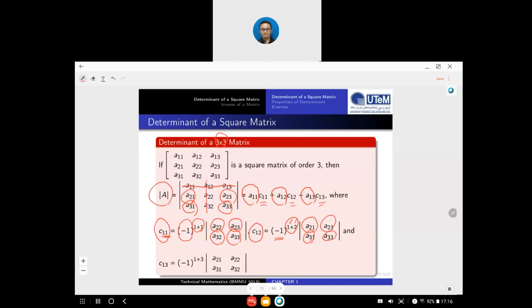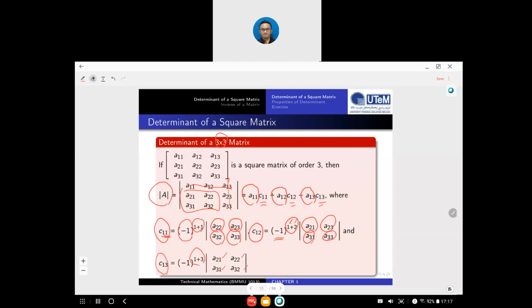Okay, next for cofactor 1, 3. Also the same thing, negative 1 the power of 1, 3, first row, third column. So what is the rest, Yani? You can get A21, A22, A31, and then A32. So you can get the cofactor.